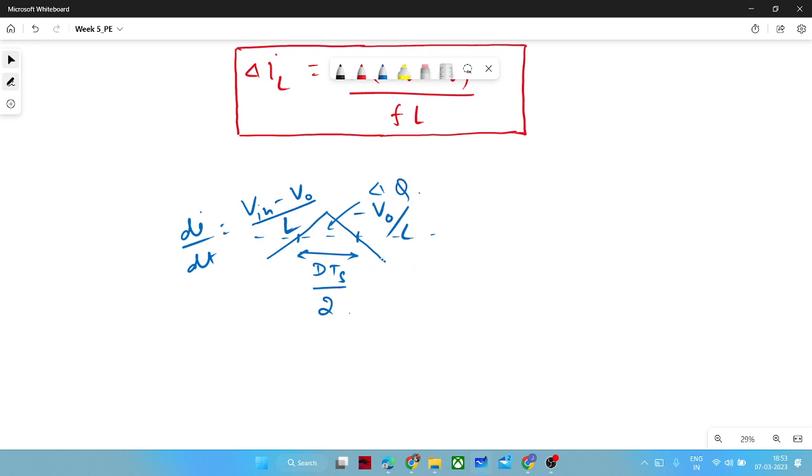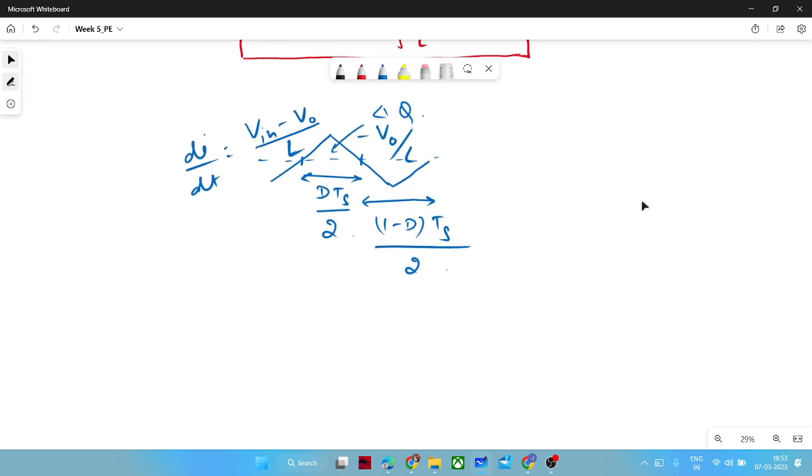So you are saying DTS by 2, and this is 1 minus D into TS by 2. So when you draw the current across the capacitor, the intersection with the zero axis, the x axis, is what I'm talking about, because we shifted by IL, right? Yeah, we shifted by 90 degrees. Okay, let us try this approach and see where we land.